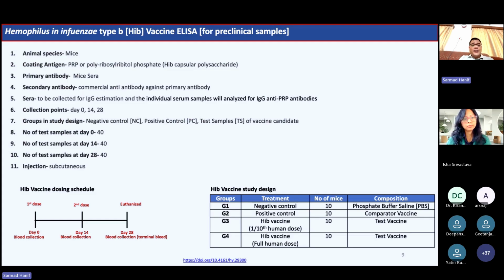Now the injection, see in mice, in humans, generally what is seen is, for any vaccine antigen, if it is injectable, it is intramuscular and generally 0.5 ml. For the animals, if the injection is there, generally it is subcutaneous and 100 microliter.